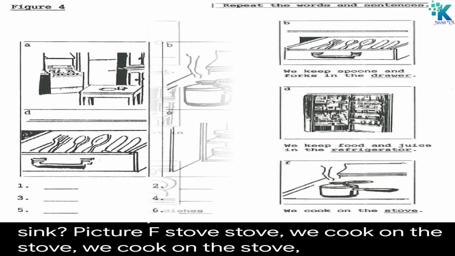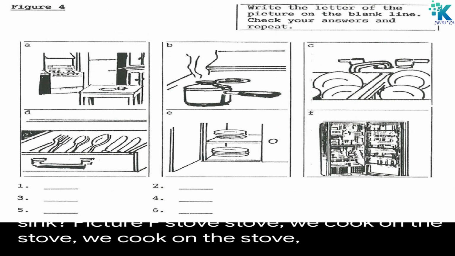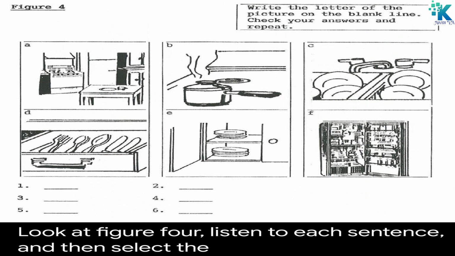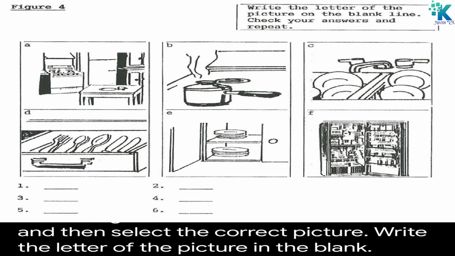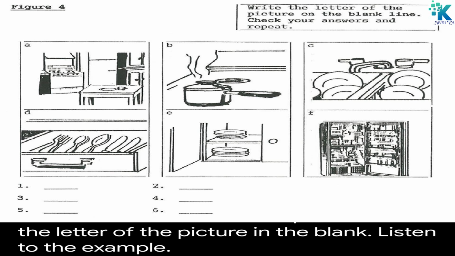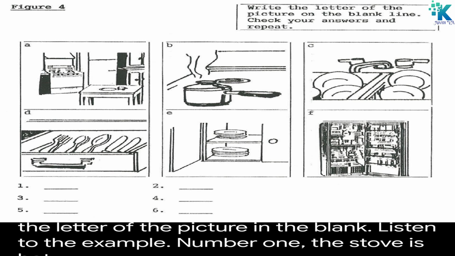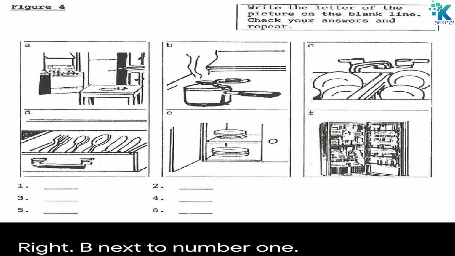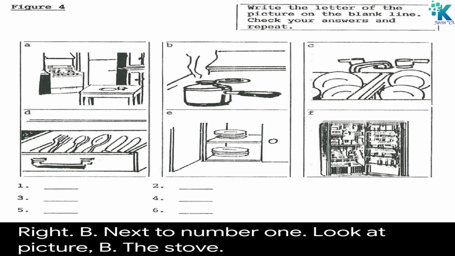Look at Figure 4. Listen to each sentence and then select the correct picture. Write the letter of the picture in the blank. Listen to the example. Number 1. The stove is hot. Write B next to number 1. Look at picture B. The stove is hot.